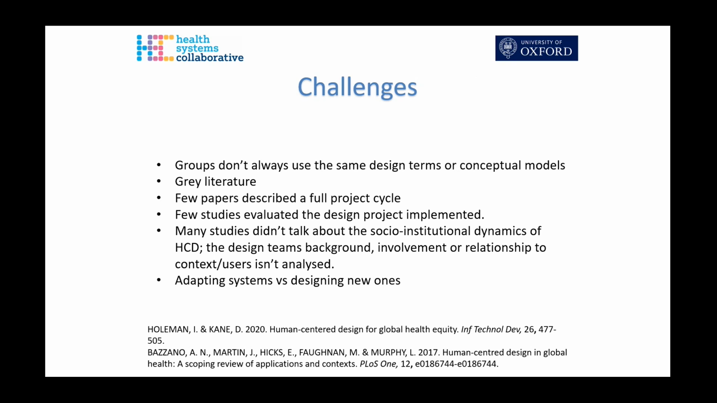There are some challenges combining global health and human-centered design. As I've mentioned already, groups don't always use the same design terms or conceptualize the terms in the same way. So when you're looking for literature, it gets very confusing when people are using terms like co-design interchangeably with other terms, and they're using various levels of participation when talking about co-design. There's often a lot of information that can be found in the grey literature, but the scoping review, which is referenced at the bottom, found that the grey literature often doesn't go into enough detail for extraction for a scoping review or replication of the study in a new context.